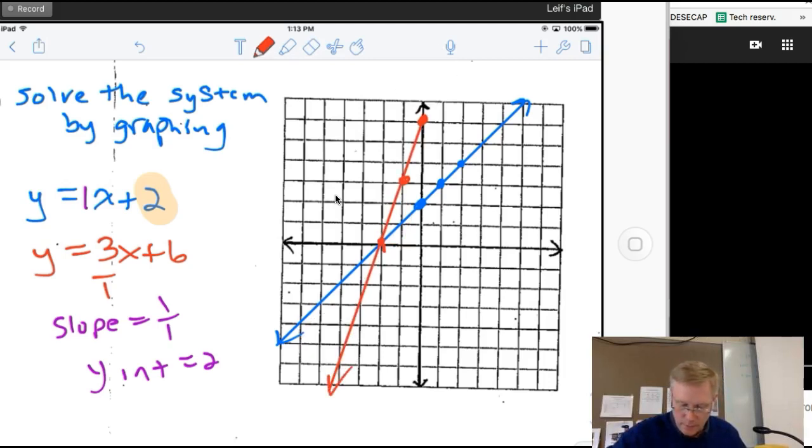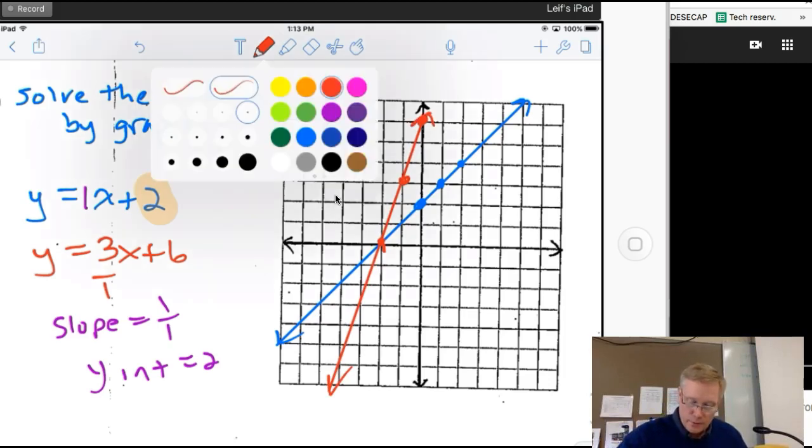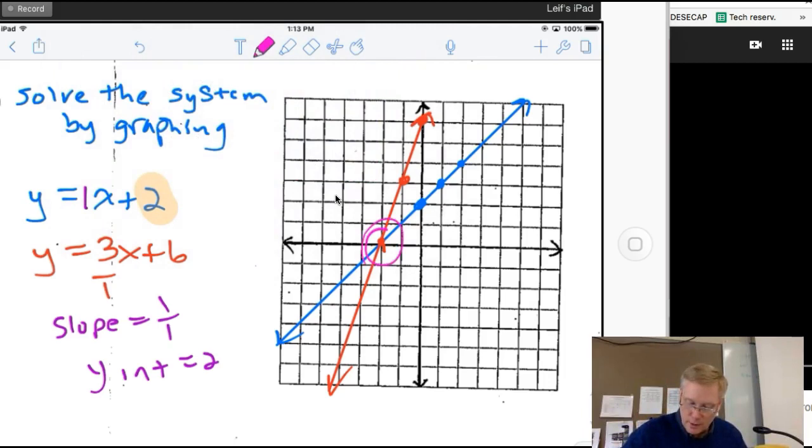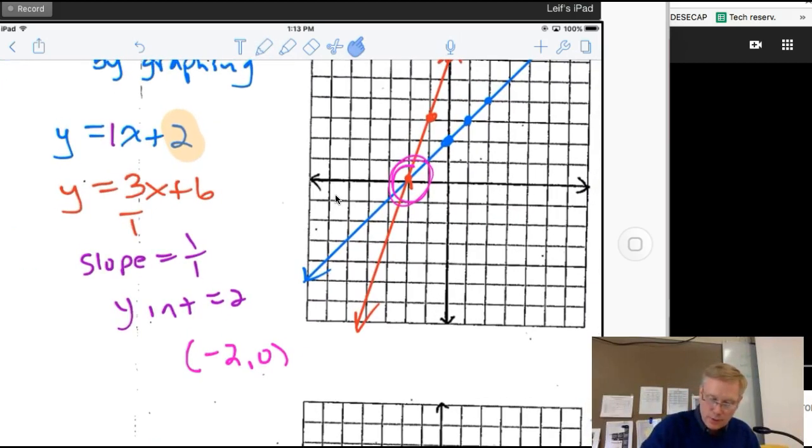And I'm going to look for the point of intersection, okay? Looks like the point of intersection looks like it's right here, which are a pair of coordinates, which would be -2, 0. Now, it's not enough just to write that. You got to check it. You got to plug the numbers into both equations.